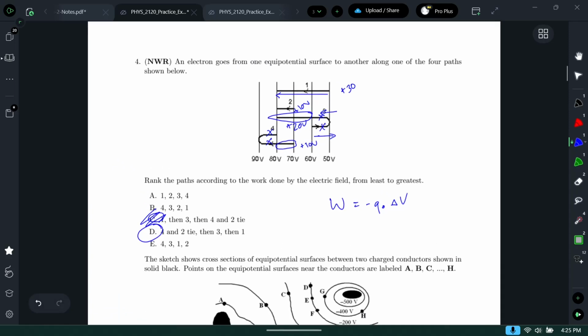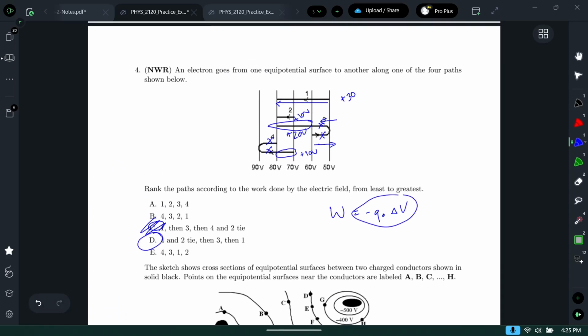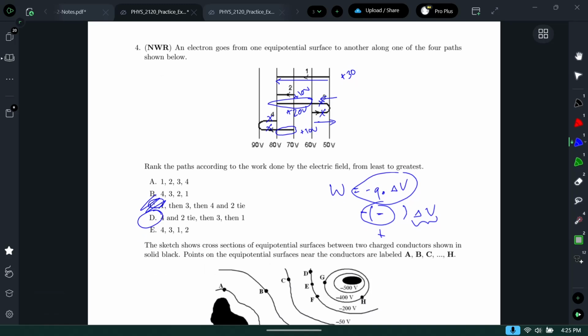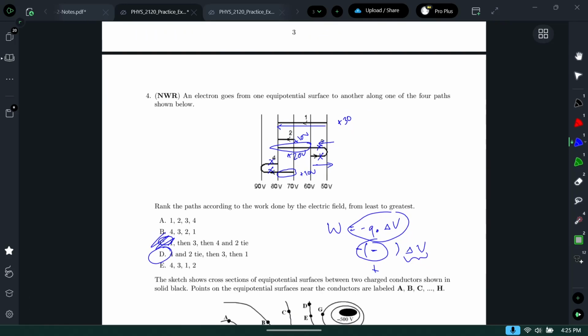And then we could check it also with this equation. The reason this works out just the same is because it's negative Q0 delta V. An electron's charge is negative, and then delta V. So all that really matters is the sign of delta V, because this stuff is positive. So the bigger delta V is, the bigger the work done. That makes sense. Thank you.